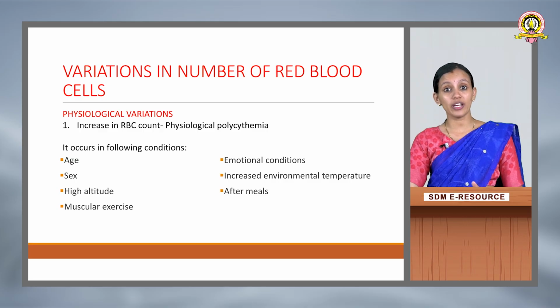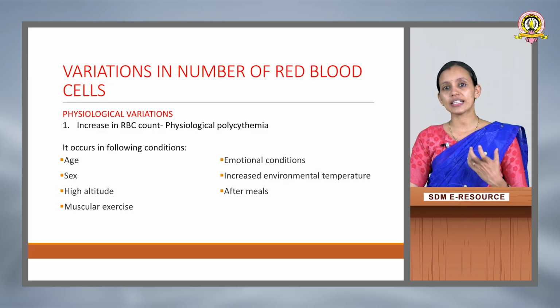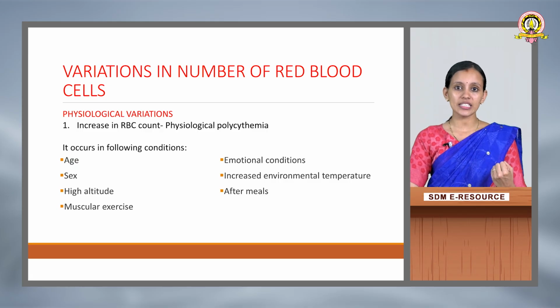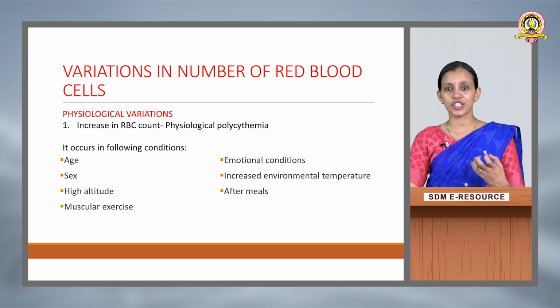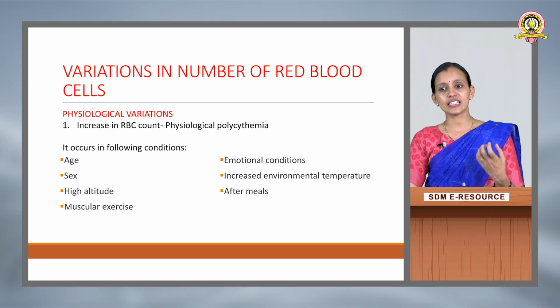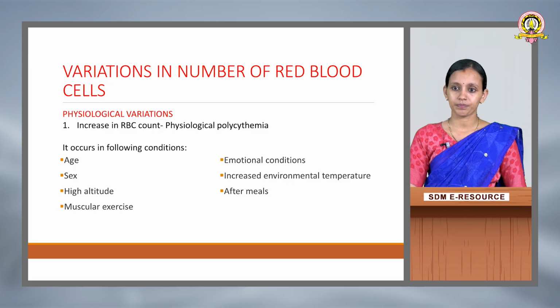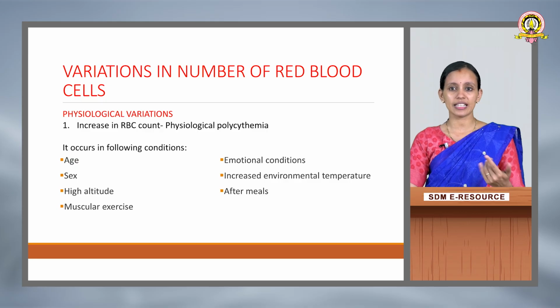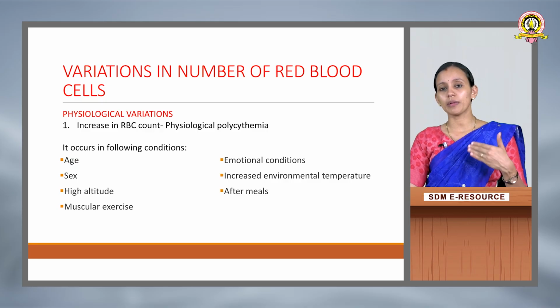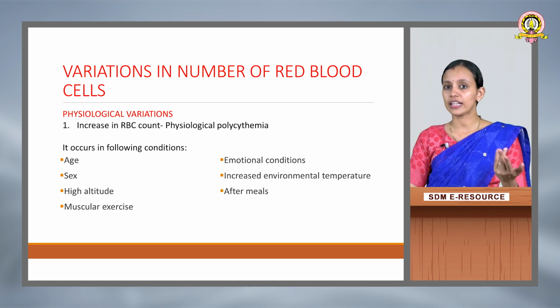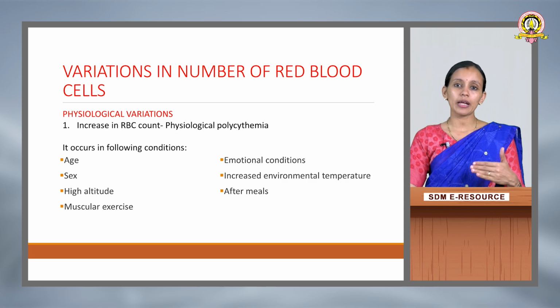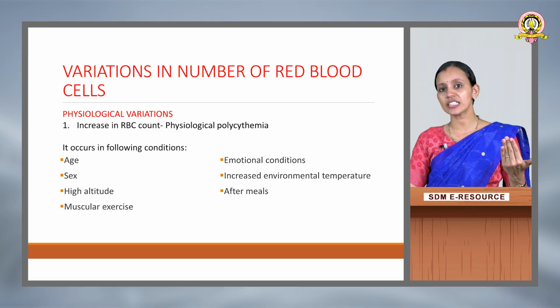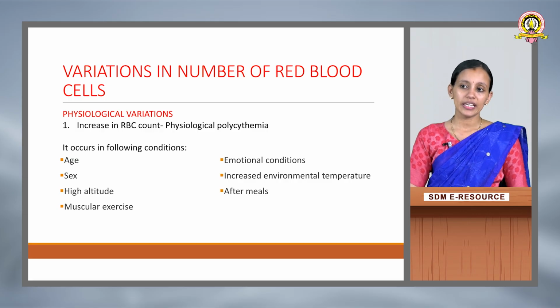And next is muscular exercise. When you perform muscular exercise, the spleen will be compressed and there will be sympathetic stimulation, which increases the secretion of adrenaline and increases the production of red blood cells. In emotional conditions like anxiety, the RBC count will also be increased because of the secretion of more adrenaline hormone. And when the environmental temperature increases, even then the RBC count will be increased.